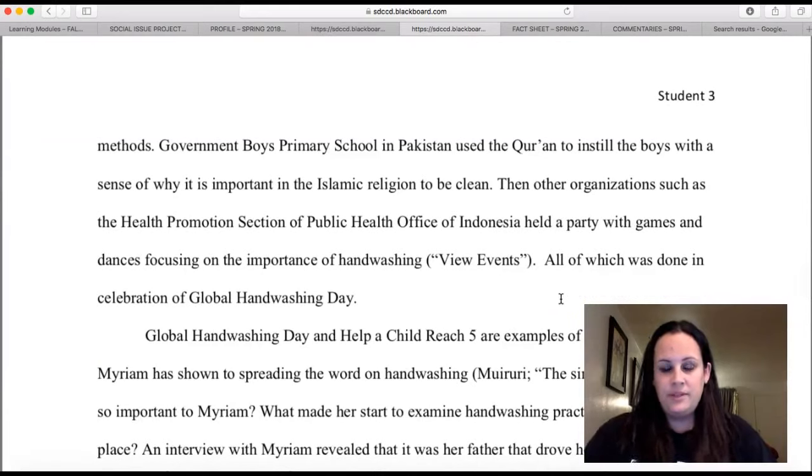So both of these students are not arguing for their social issue. They've chosen something central to their social issue, and that's exclusively what they're talking about.